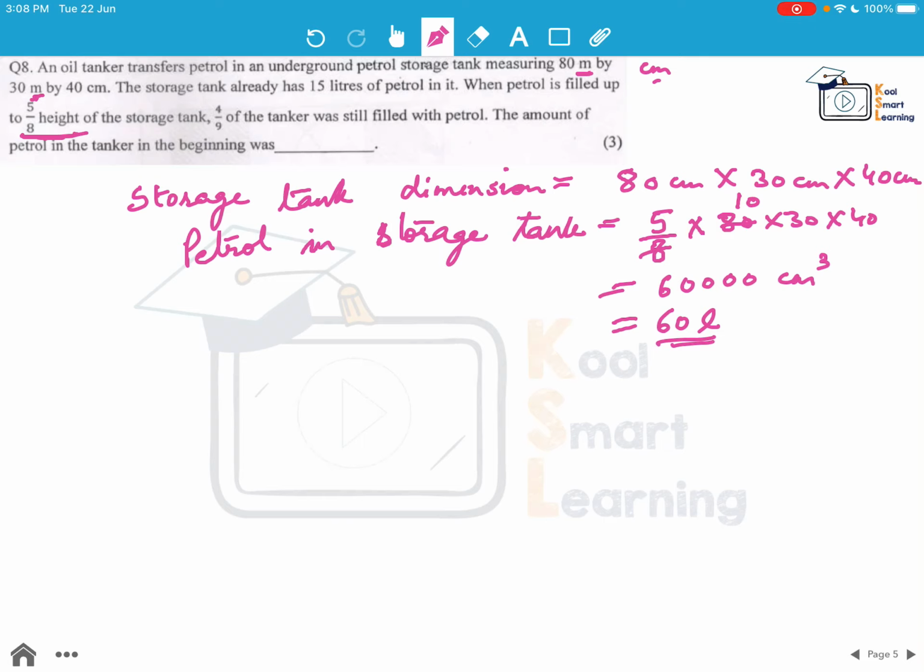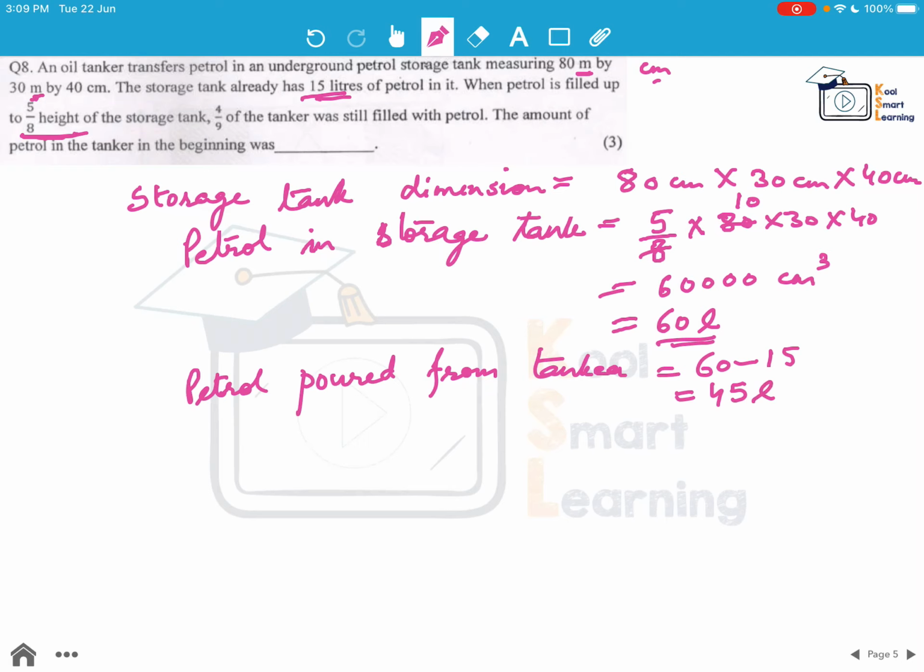after some petrol has been poured from the tanker. Now what was already there is 15 liter of petrol. So petrol poured from tanker is 60 minus 15. So this is 45 liter of petrol that has been poured from the tanker.